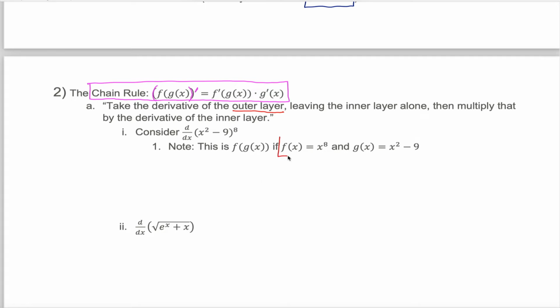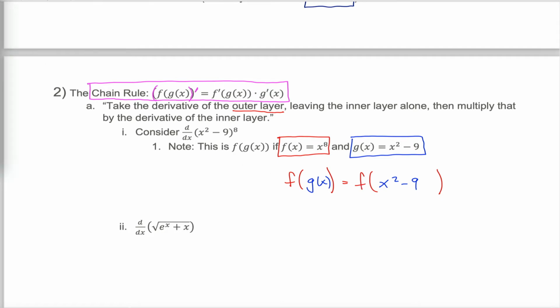If you took the function f of x equals x to the 8th power, and the function g of x equals x squared minus 9, and you compose them together, if you found f of g of x, then what you would do is, starting from the inside out, you replace g of x with the x squared minus 9, and then you would evaluate f of x squared minus 9, which is something that you can do because you have the blueprint for f of x right here. F of x is x to the 8th power, so f of x squared minus 9 would be x squared minus 9 to the 8th power. The point that I'm trying to make is if you take these functions and you compose them together in this order, you get x squared minus 9 to the 8th power.